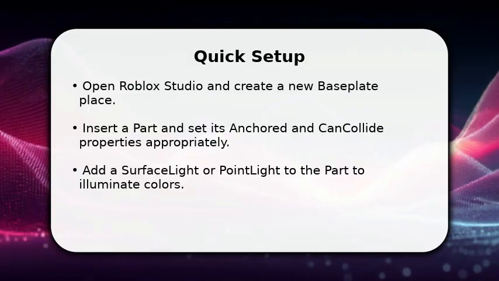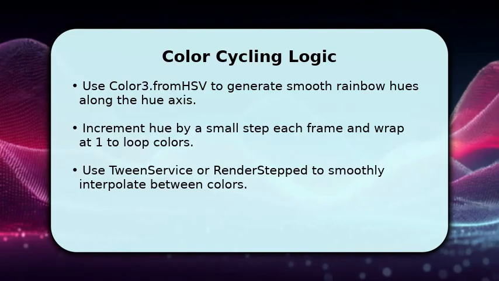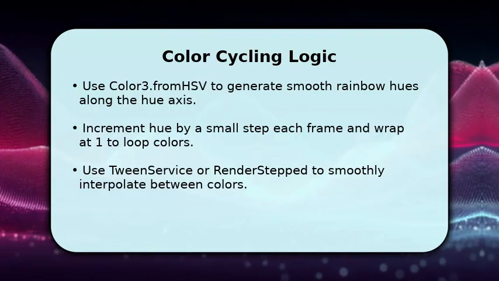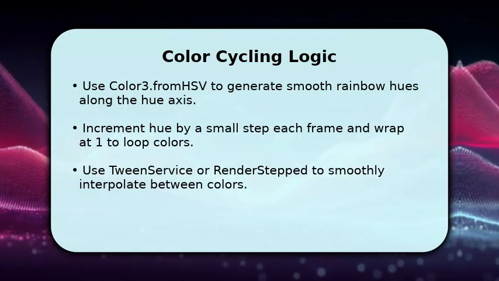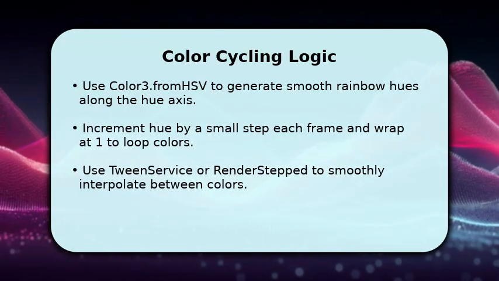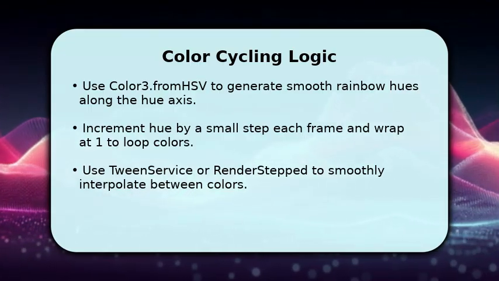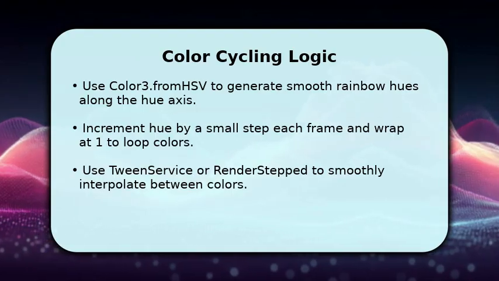In this video, I will show how to make rainbow lights in Roblox Studio. Implement color cycling with Color3 from HSV and change the hue value over time. Choose a small hue increment like 0.005 to keep transitions smooth.